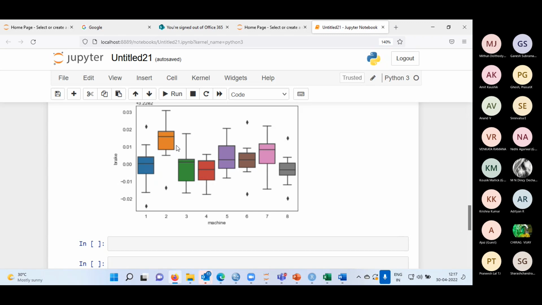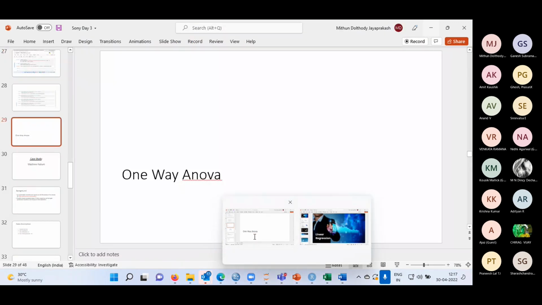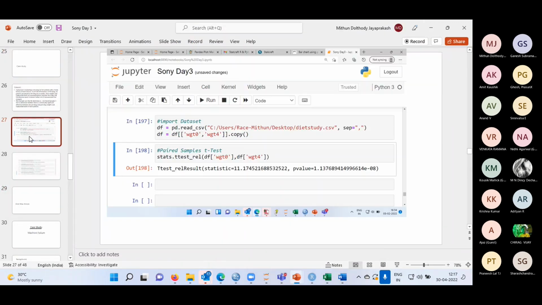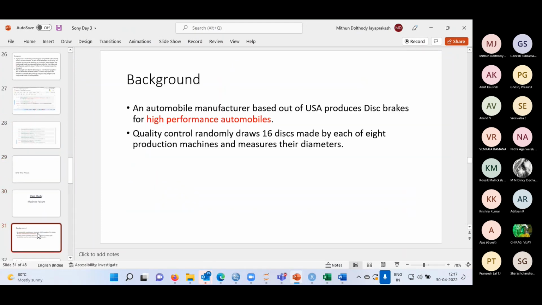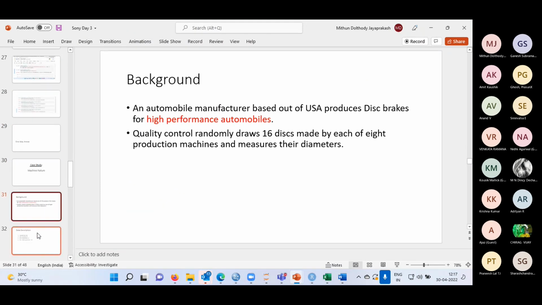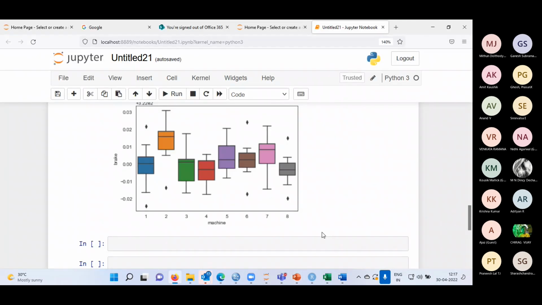Are we clear with this? ANOVA? Is ANOVA clear, guys? If ANOVA is clear, shall I make a move on?